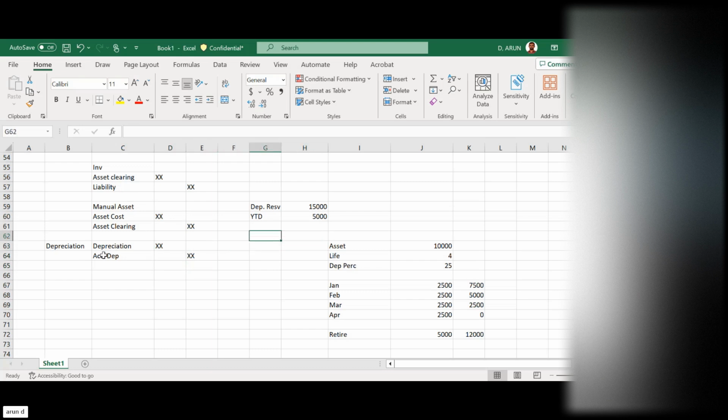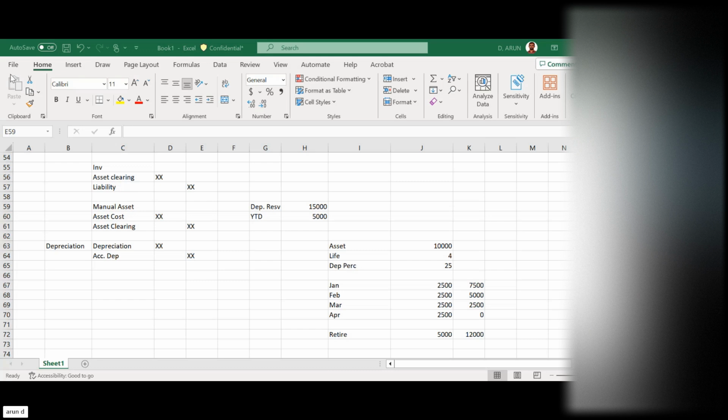Okay, so in terms of asset details, if you refer to this particular transaction, you will have 2,500 debit and accumulated depreciation 2,500 credit. So now this 2,500 is going to get accumulated to this amount, saying 15,000. Okay, so this is for the depreciation accounting entry generation.